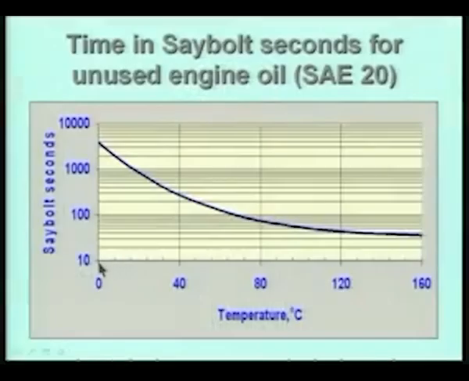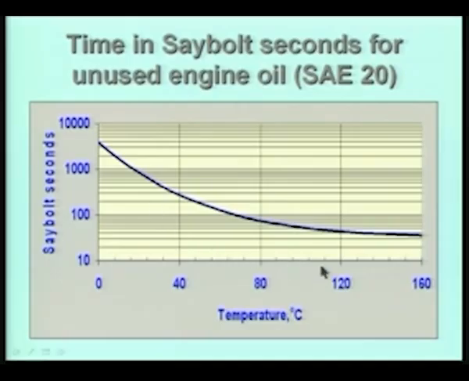So, if I vary the temperature from 0 to 160 degrees Celsius, the time for drainage here is almost 3000 seconds. At 0 degrees Celsius, 60 milliliters of this SAE20 engine oil will take almost 1 hour to come out of the Seybold viscometer, and of course you can measure that time very accurately. At room temperature, 25-30 degrees, you still have about 500 to 600 seconds, which is about 15 to 20 minutes.